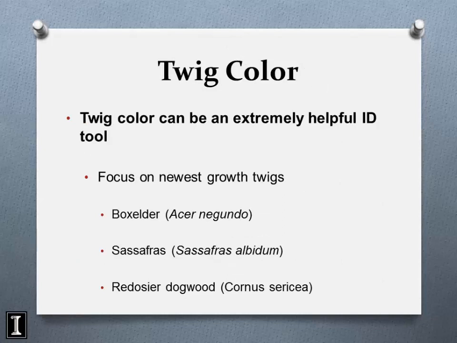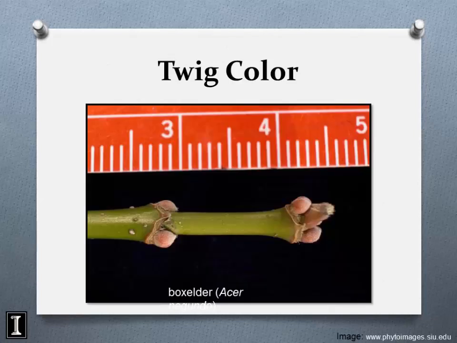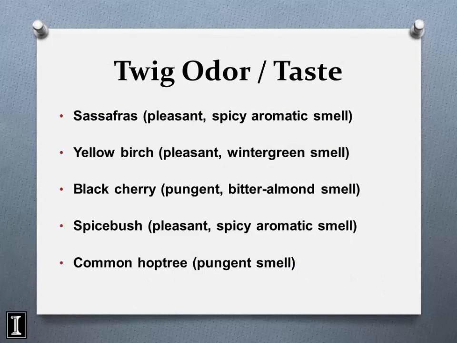Twig color: box elder, sassafras, those are green. The youngest growth is always green. Red osier dogwood. What color twigs are the newest growth for red osier dogwood? Red. Yeah. There's a box elder, current growth, last year's growth, very green, very prominent, real easy. Twig odor and taste, I love chewing on sassafras when I'm out in the timber. I just grab a fresh, current year's growth twig, pop it in my mouth, it's just like chewing gum. Yellow birch, very pleasant wintergreen smell. Black cherry, pungent, it's got that bitter almond smell to it. Spicebush, again, very aromatic, very pleasant. Common hop tree, stinks, terrible. Smell it once, you'll never forget it, all right?